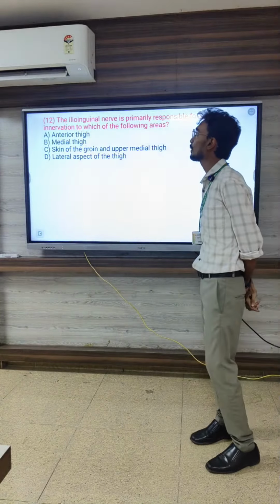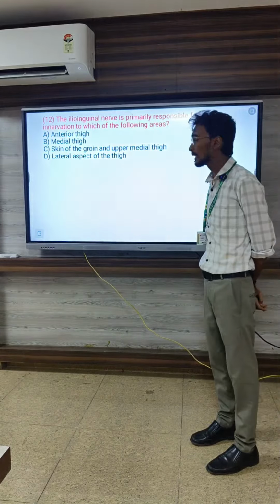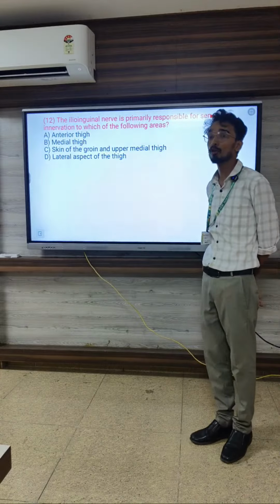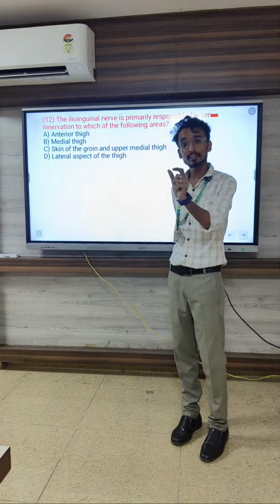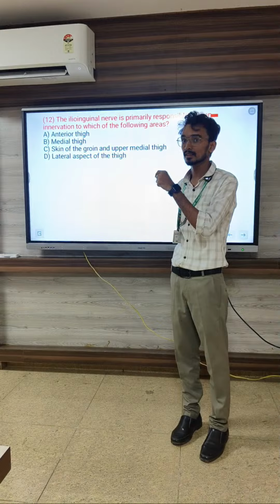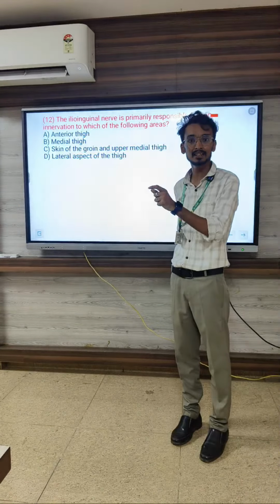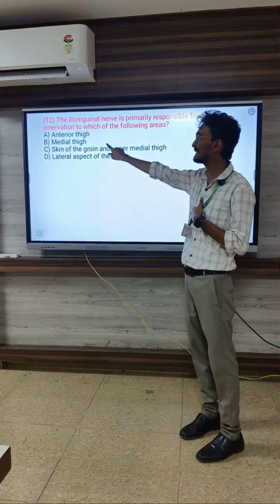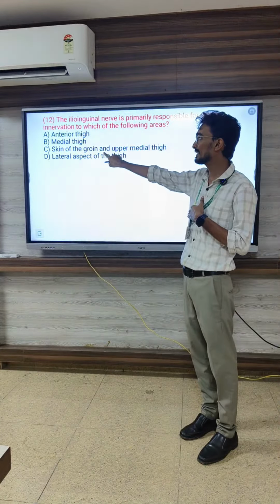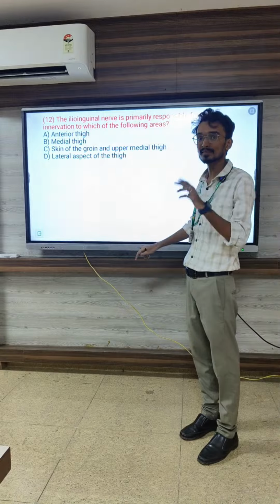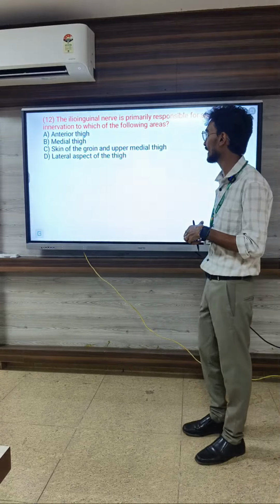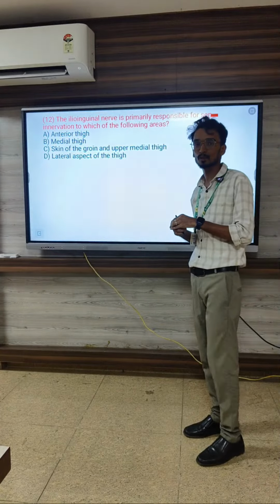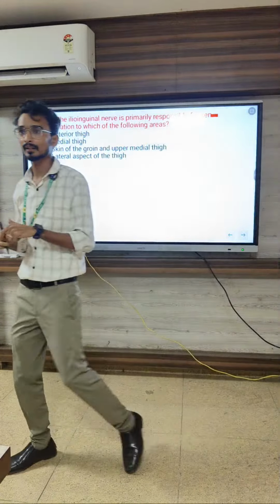The ilioinguinal nerve is primarily responsible for the sensation of which of the following areas? Option A is anterior thigh. Option B is middle thigh. Option C is skin of the groin and upper middle thigh. And option D is lateral aspect of thigh. Have a glance. We'll be back.